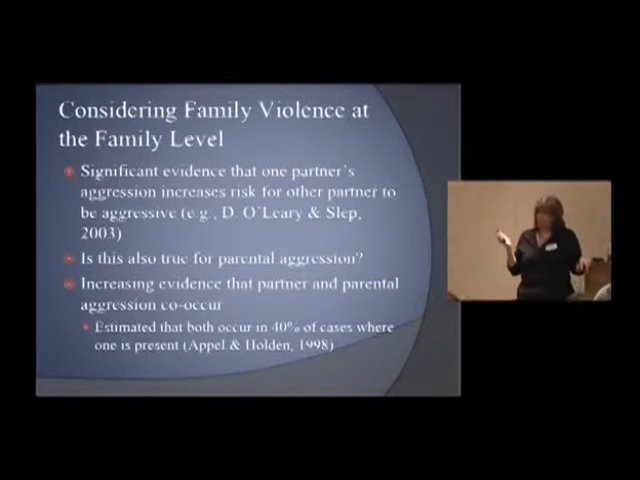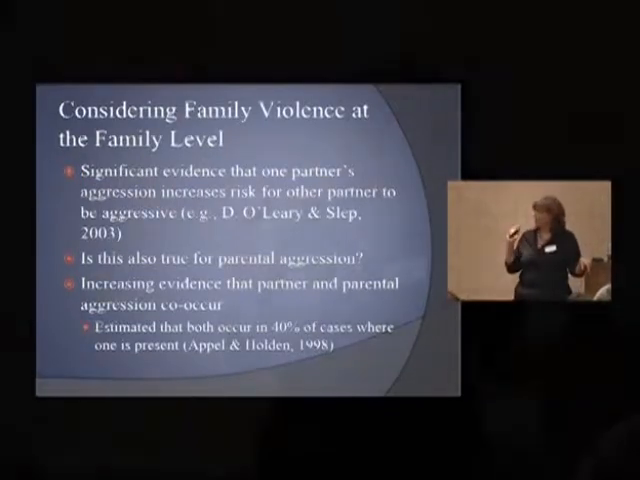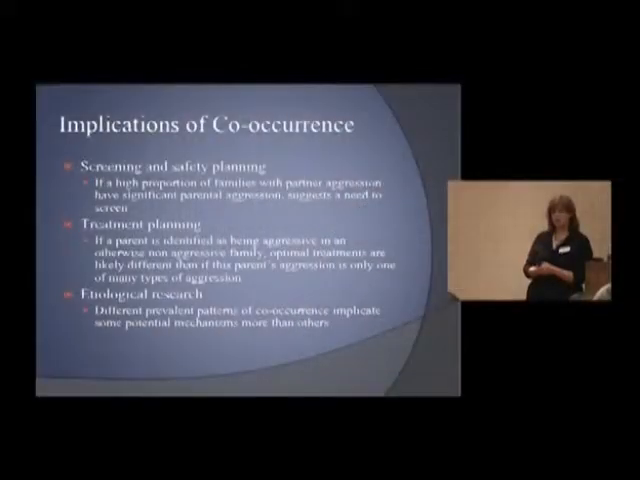And we also know that one parent's aggression tremendously increases risk for the other partner to be aggressive. So why care about co-occurrence of parent-child aggression and partner aggression, and even about male-to-female and female-to-male partner aggression? Well, I think there are obvious screening and safety planning implications. If you don't know who's doing what to whom, it's hard to manage the risk in that household and make sure that everybody who needs to be kept safe is safe.